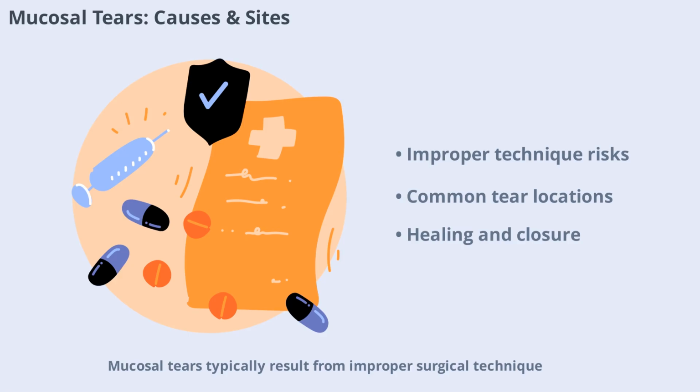Mucosal tears typically result from improper surgical technique, such as inadequate flap size or careless retraction. Excessive, uncontrolled force with elevators can also cause tears. Common sites for mucosal tears include the upper posterior palate, lower tongue, and floor of the mouth. Prevention is key. Ensure proper flap design. Use controlled force and handle instruments carefully. Small tears often heal by secondary intention without closure, while larger tears require direct closure for primary healing. Understanding the causes and sites helps minimize the risk and ensures prompt management.